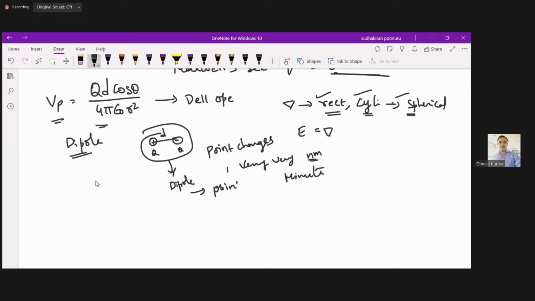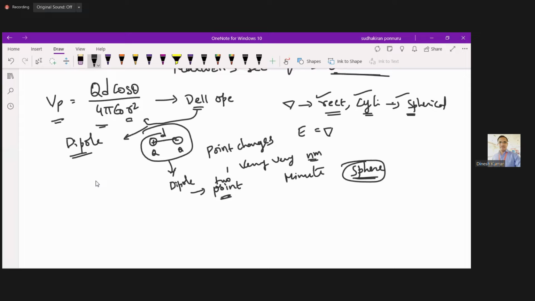Point charge or 2 point charges. Again, they will be very small. So whatever the field around this dipole will be in the form of a sphere. So here, in order to apply the del operator on this formula, which we are applying for a dipole, the field around it will be in the form of a sphere.